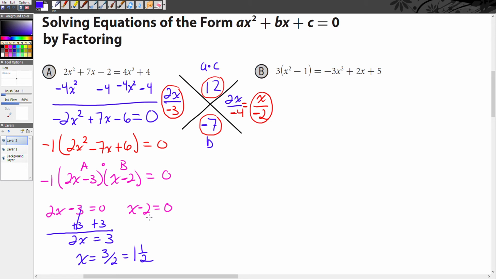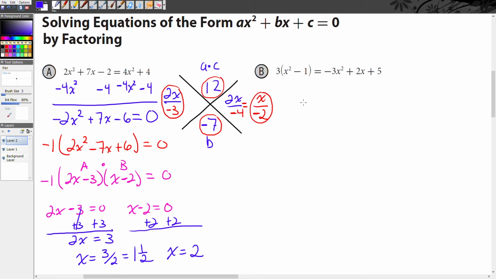Now, in the second equation, x minus 2 equals 0, I have to add 2 to both sides. And that gives me x equals 2. So those are my two possible solutions for x: 3 over 2, or 1 and 1/2, and 2.